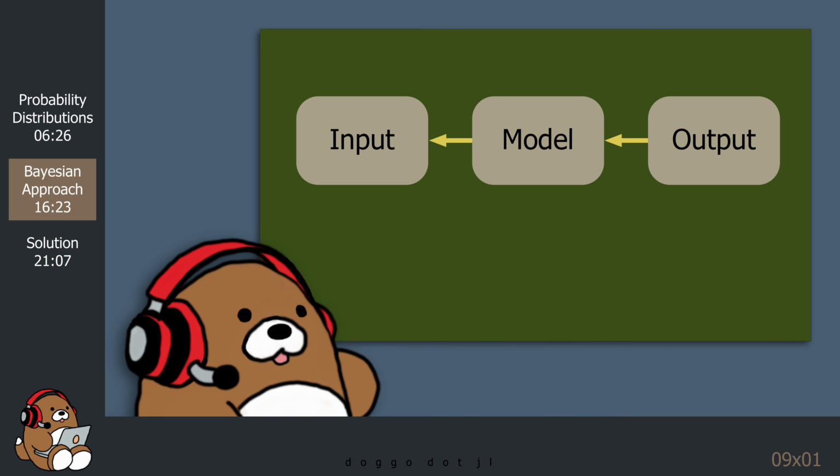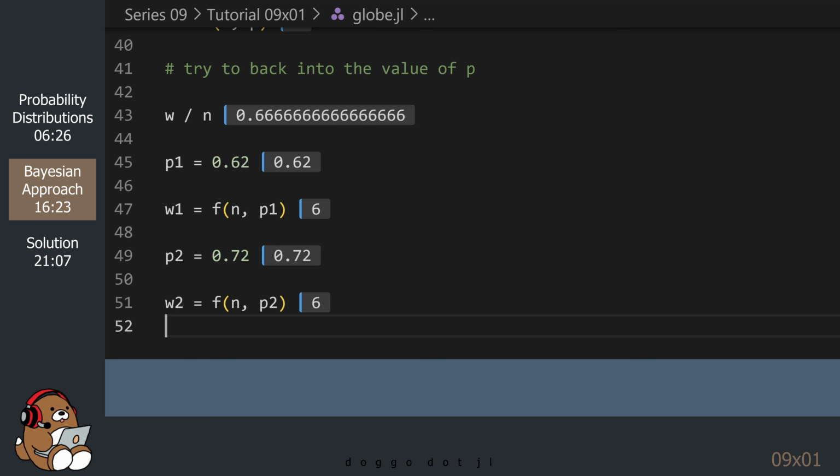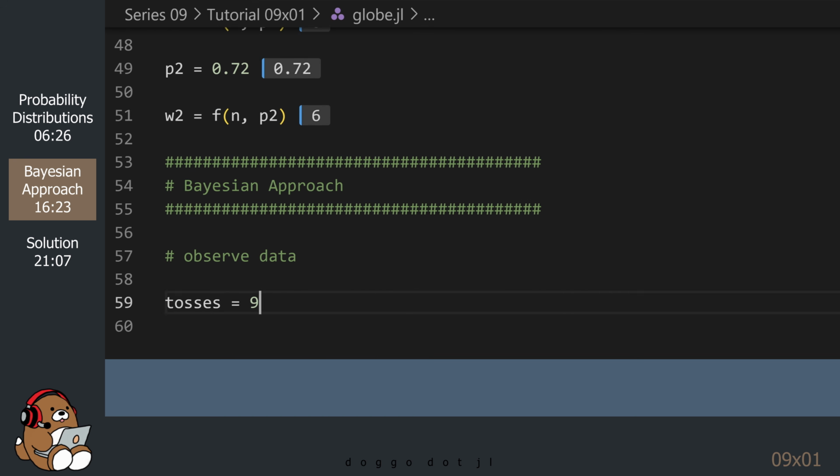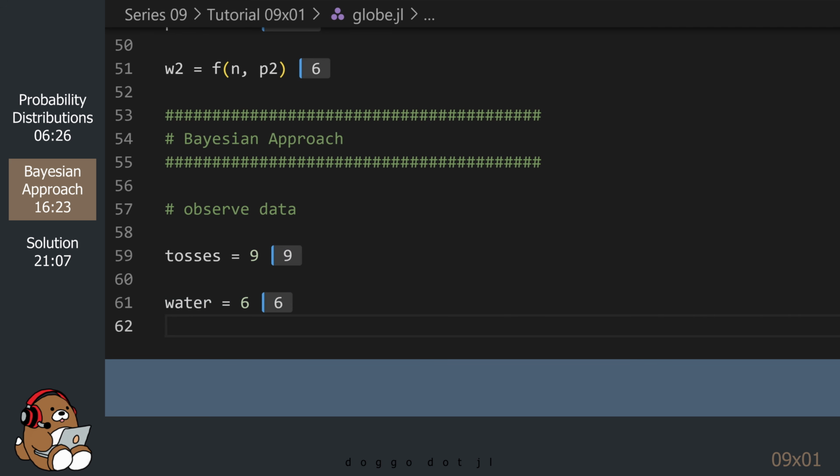The workflow for solving a problem using Bayesian statistics and probabilistic programming is to start with the output and then run that output through a model. The model will then return the input. In this example, the outputs are the observations from our globe tossing experiment. Let's say that we tossed the globe 9 times and our finger pointed to water 6 out of the 9 times.